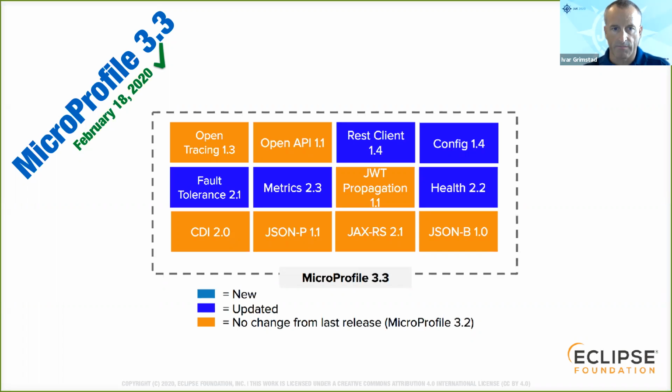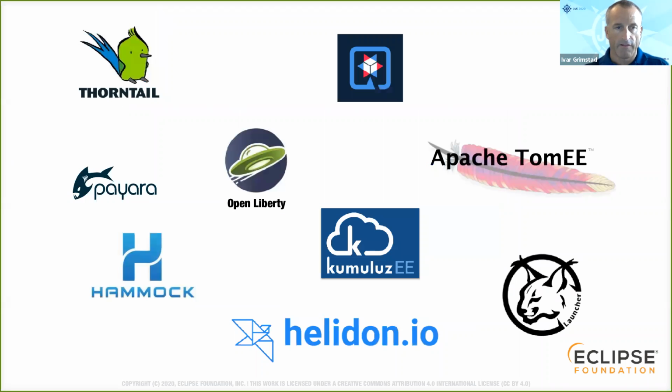On top of this, MicroProfile gives you support for tracing, documentation, calling other services, externalized configuration, fallback and fault tolerance handling, metrics, security, as well as health checks. The current version of MicroProfile is version 3.3, and there is a version 4.0 coming up later this year, so stay tuned for that one. There are lots of implementations of MicroProfile, and I'll show a bunch of these in this talk.